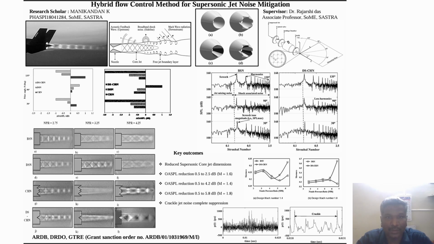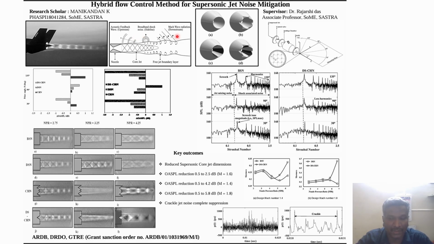I'm working on the topic of a hybrid flow control method for supersonic jet noise mitigation. It is well known that off-design operating military jets are likely to create an exhaust plume with complex shock cell structures, and it generally radiates three basic noises.